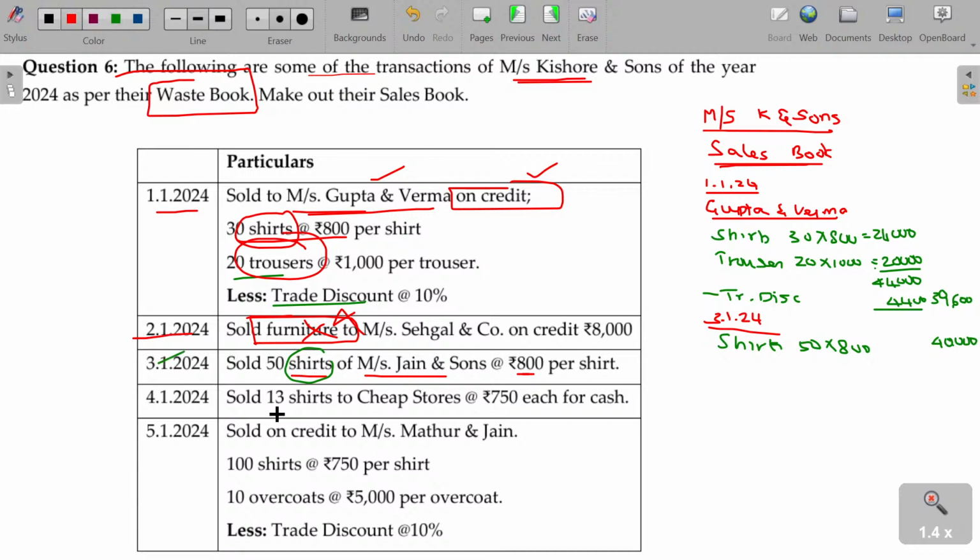And then sold 13 shirts to Cheap Stores at the rate of 750 each for cash. As the transaction is cash, it should go to the cash book, not here. So omit it. And 5-1 sold on credit to Mrs. Madhur Jain. Credit, definitely. We have to post that here, Madhur Jain. Shirts and overcoats sold. So 5-1-24, Madhur Jain.